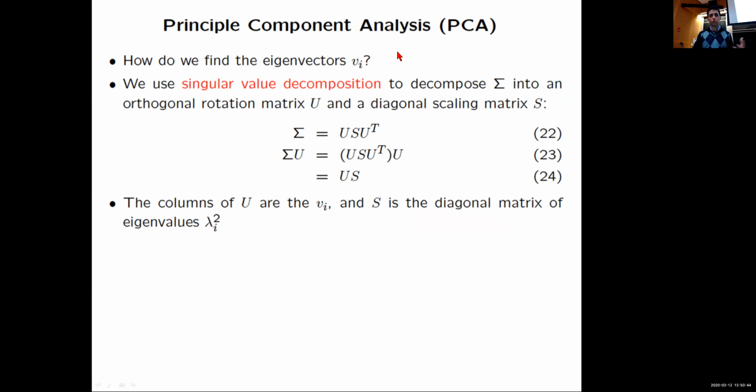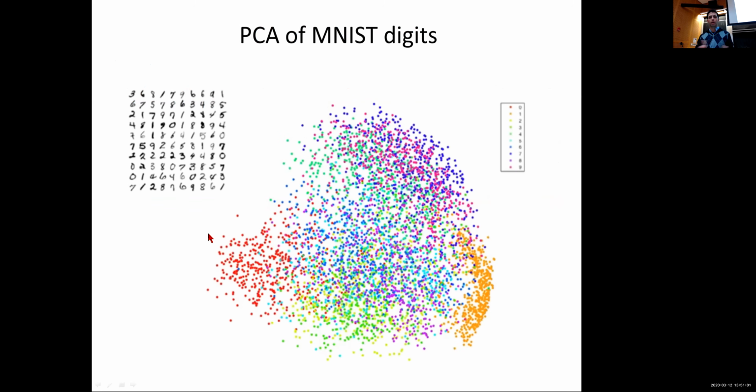So basically the way that you do principal component analysis is that you find the eigenvectors through singular value decomposition. You decompose S into an orthogonal rotation matrix and a diagonal scaling matrix, and then you find the columns of this matrix, and then you just zero out the lower rank approximation.